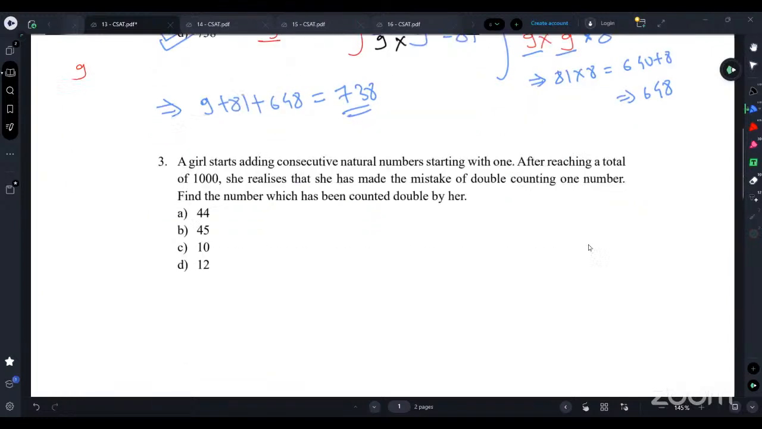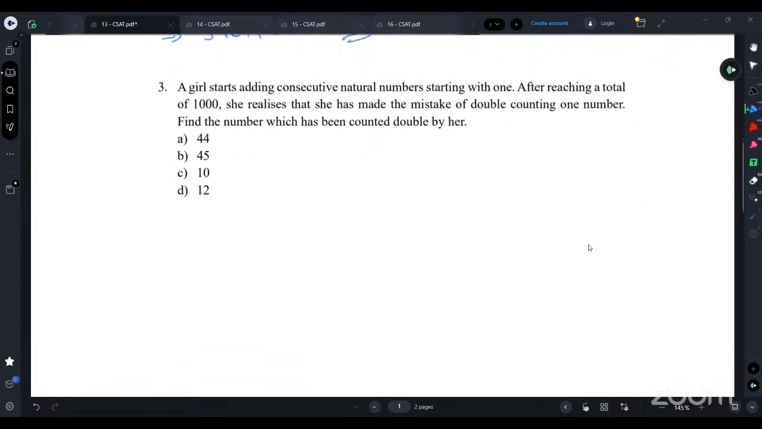Okay, guys. Now let's see the next question. The next question is, a girl starts adding consecutive natural numbers starting with 1, right? After reaching a total of 1000, she realizes that she has made a mistake of double counting one number. So basically, she has counted one number twice, right? So find the number which has been counted double by her. So we have to basically find out the number which has been counted twice by that girl.